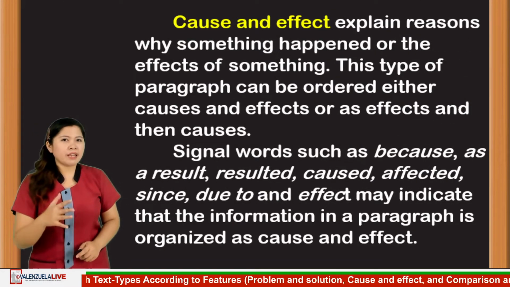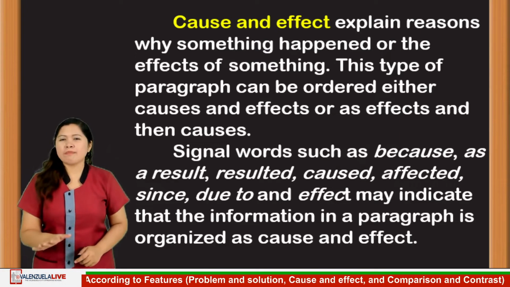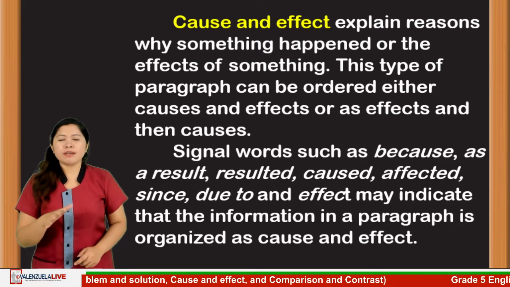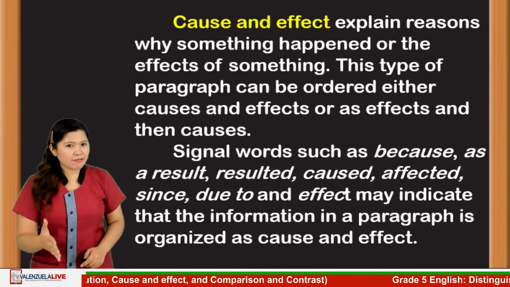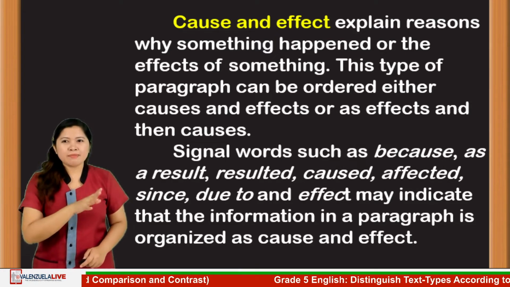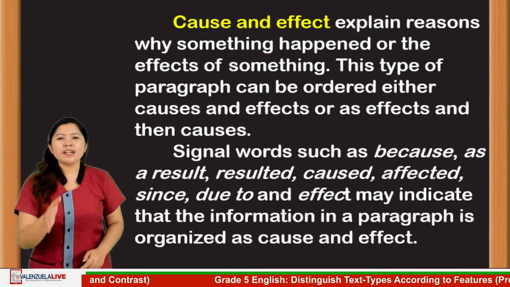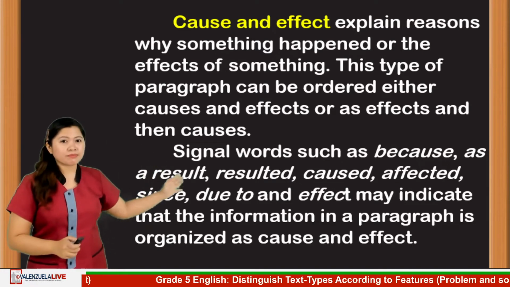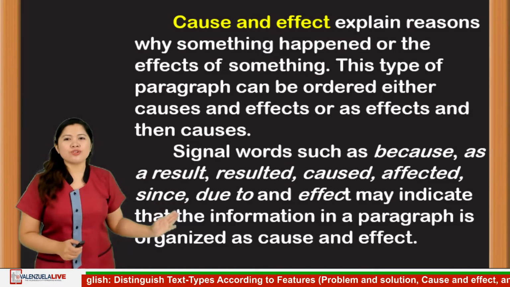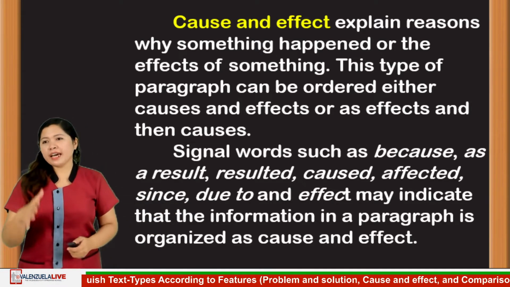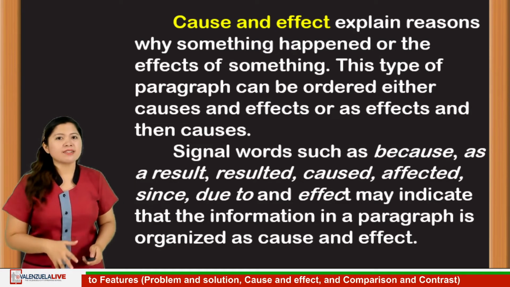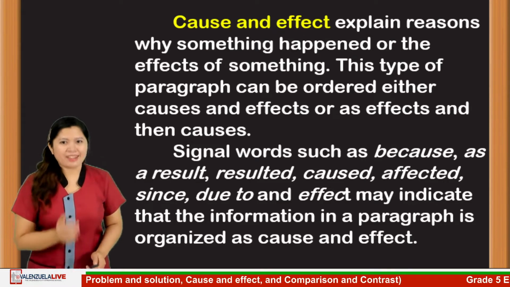Cause and effects explain reasons why something happened or the effects of something. This type of paragraph can be ordered either causes and effects or as effects and then causes. Okay? So they can be in different orders. Signal words such as because, as a result, resulted, caused, affected, since, due to, and effect may indicate that the information in a paragraph is organized as cause and effect.